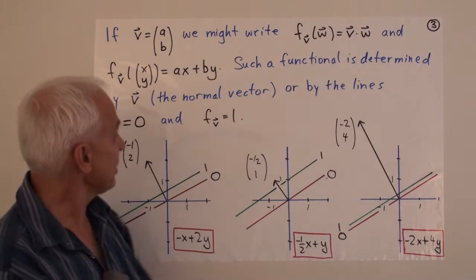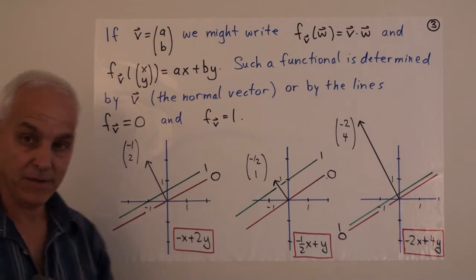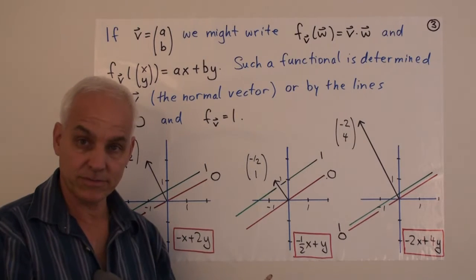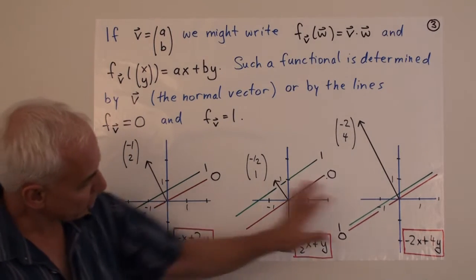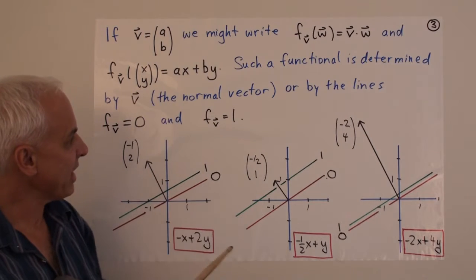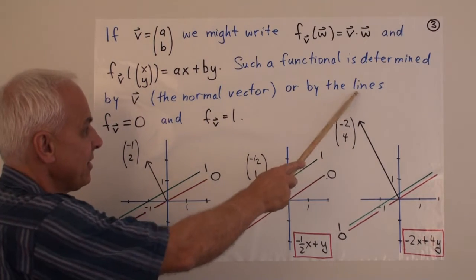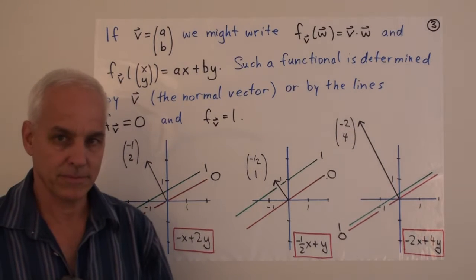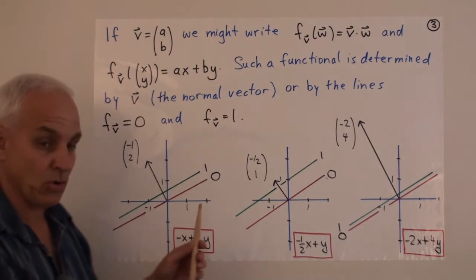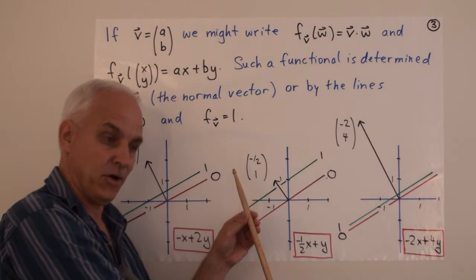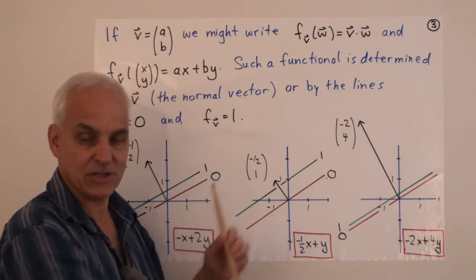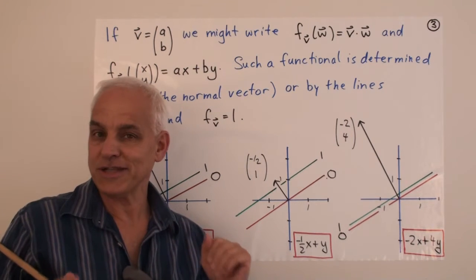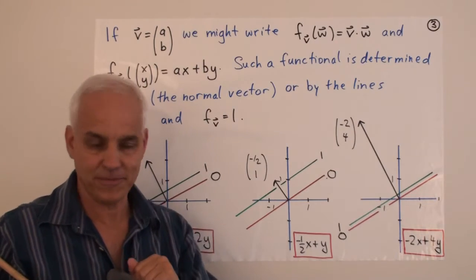So such a functional is determined by the vector v, which generates it. We might call that the normal vector. And geometrically on the plane, we can represent it by the level lines, f of v equals 0 and f of v equals 1. In the last diagram I showed you lots of lines where f is 0, where f is 1, where f is 2, where f is minus 1, and so on. But because it's a linear function, this function is actually determined by only two of those lines.